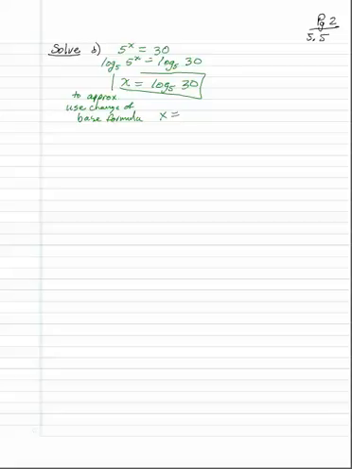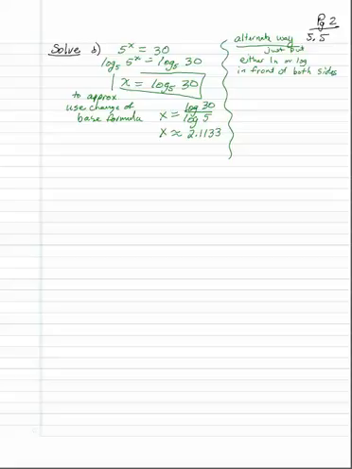So x equals log of 30 divided by log of 5, which is going to be about 2.1133. Now, an alternate way to do this, if you're going to approximate the answer, is just to put log in front of both sides, or ln in front of both sides, either one. Okay, so let me show you what I'm talking about.